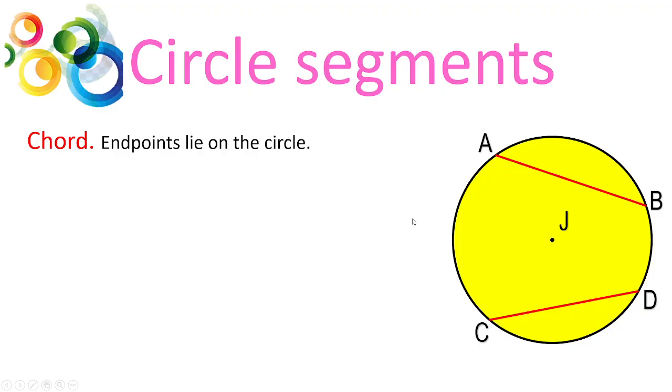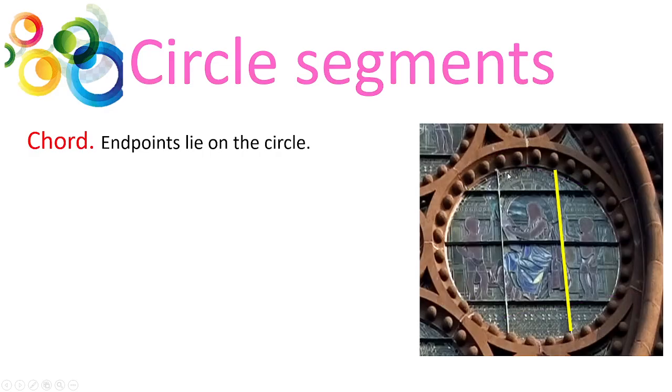are on the circle. And we have here an example, the glass art. You can see here the yellow line and the other metallic material here. These are chords of this circular object.